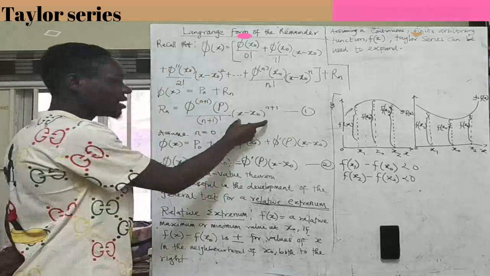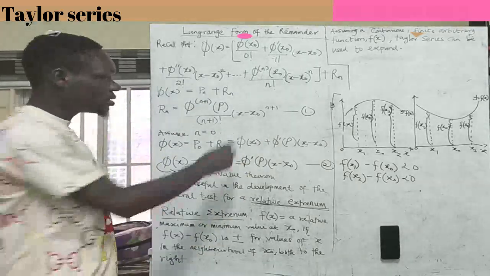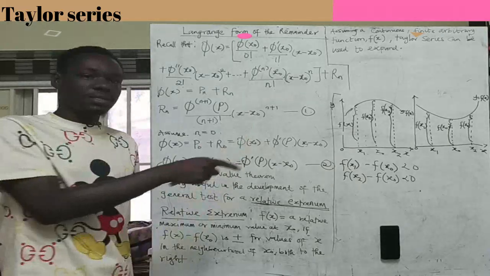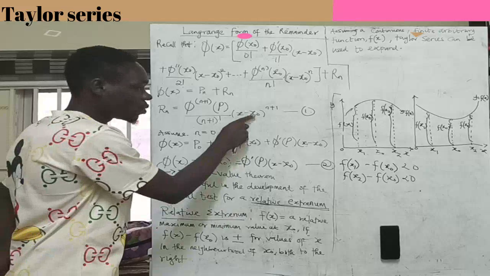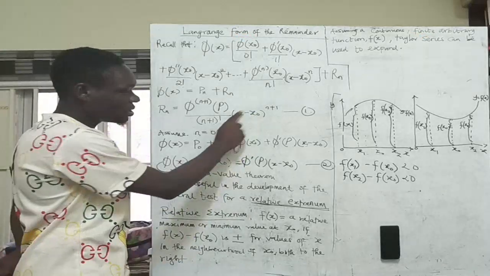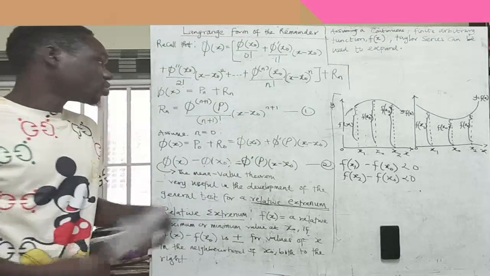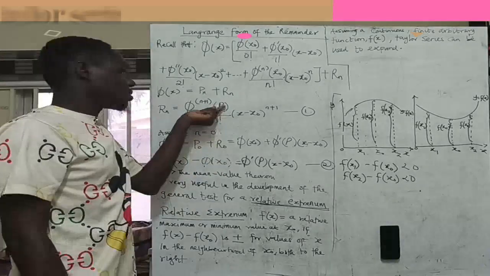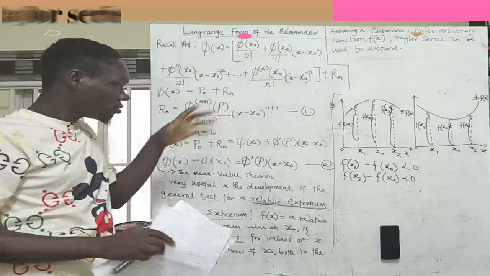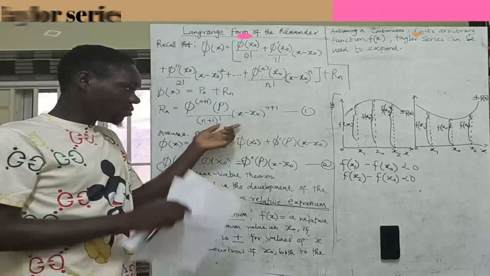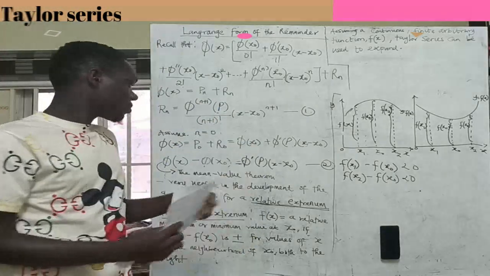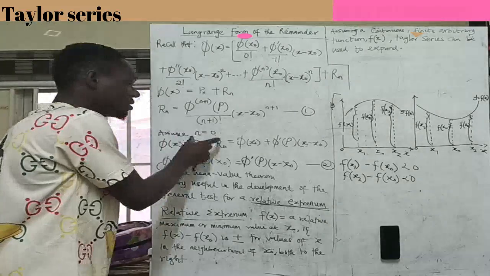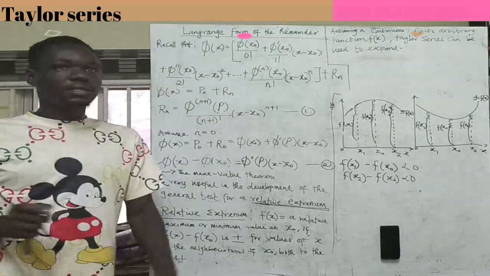Then this measures the deviation. This is what we wish to expand our function around, and this is what we eventually expand it around. The difference between these two is just the deviation. Then this measures the specific value between these two values.